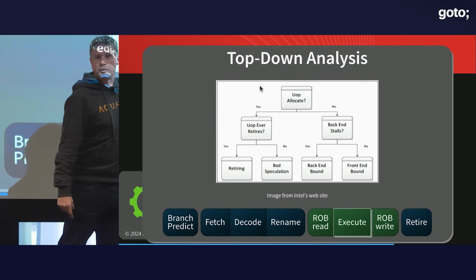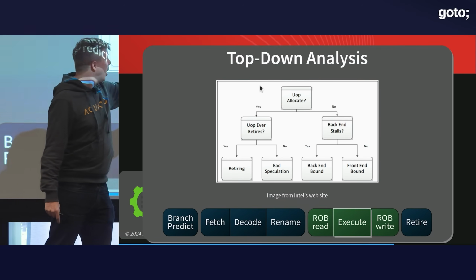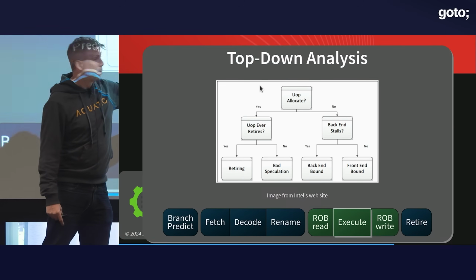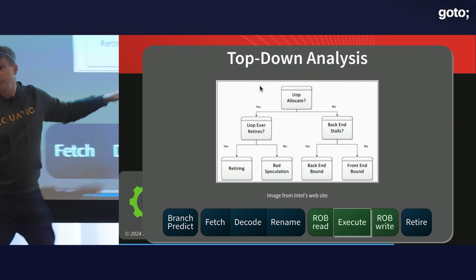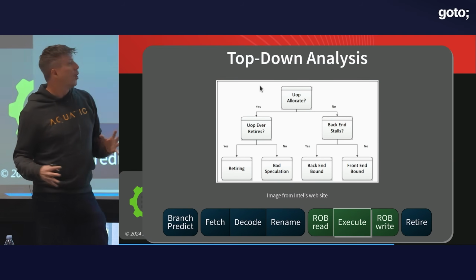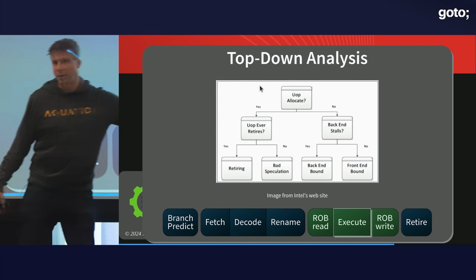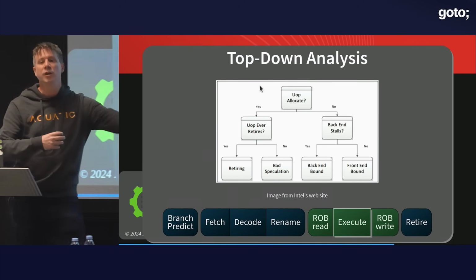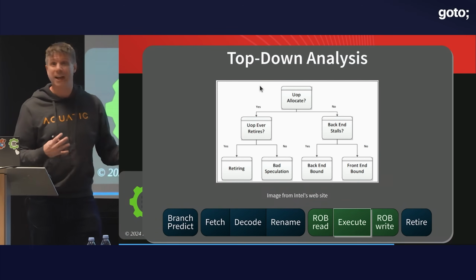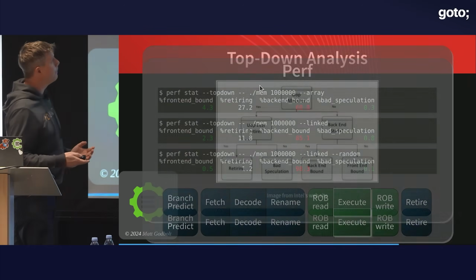Is it because you're speculating badly? Is the branch predictor the problem? Are you back-end bound, i.e. is there something in the execution system? Or are you front-end bound, which we haven't really talked about, but that whole feeding system of reading bytes from memory and decoding them can itself be a bottleneck at some stages.